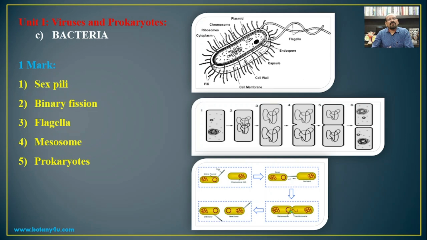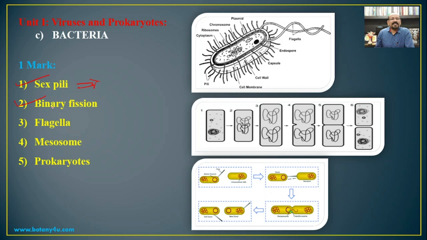In the 1 mark questions, there is sex pili. Already we have seen that in conjugation there is use of the sex pili for the formation of the conjugation tube, through which the DNA molecule of the plasmid transfers from one bacterial cell, that is F positive, to another bacterial cell, F negative.